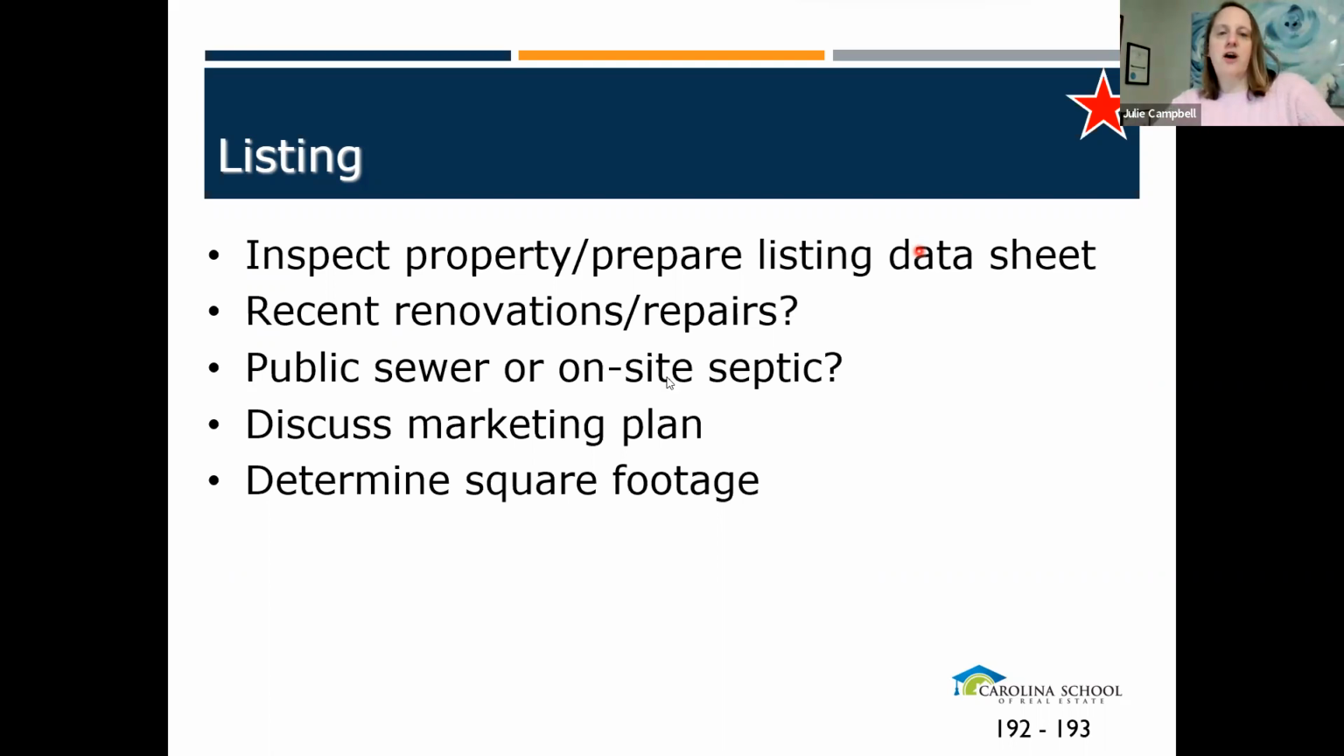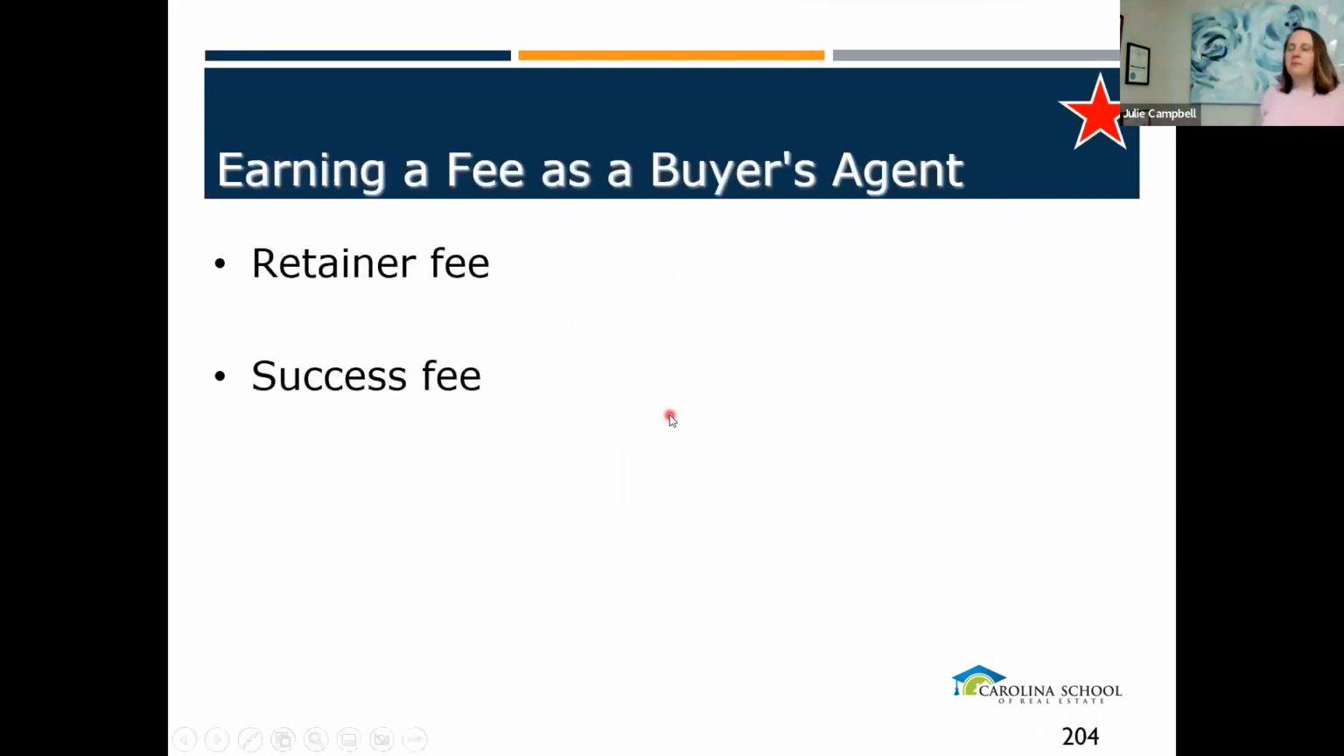On 204, it talks about ways that the buyer's agent can earn commission. The success fee, that's when you've successfully done your job. You earn your commission when you connect that buyer to the desired property that they're looking for. Your firm may allow you to collect a retainer fee.